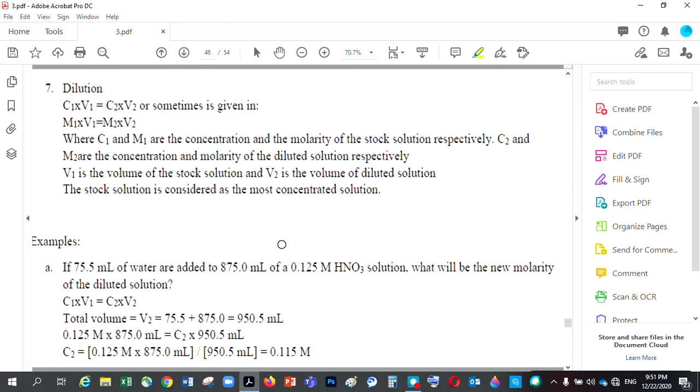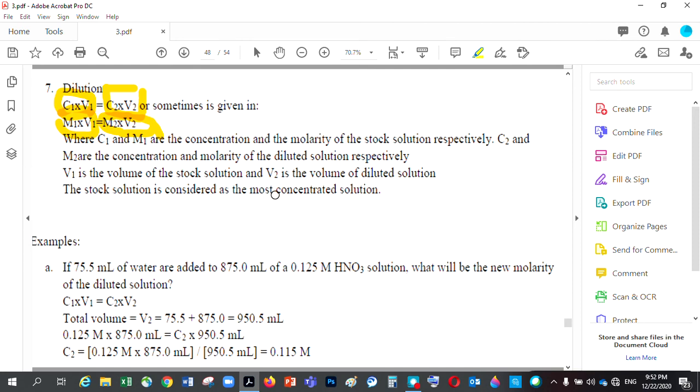Okay, dilution. In dilution, we said that C is for concentration, M for molarity. And we always take from the stock solution, the first one here, the more concentrated. And here is the least concentrated, the diluted one. And this is the law of dilution.